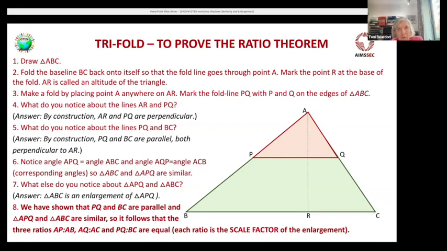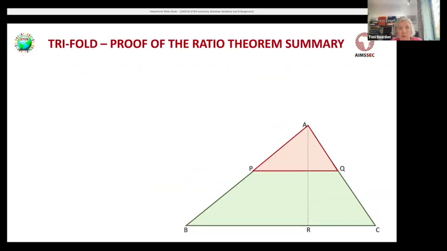Now, we've gone through that. It's a proof of the ratio theorem. And there are other proofs around which are much more complicated, involve all sorts of arguments about area. This is the simplest and the best proof of the ratio theorem.